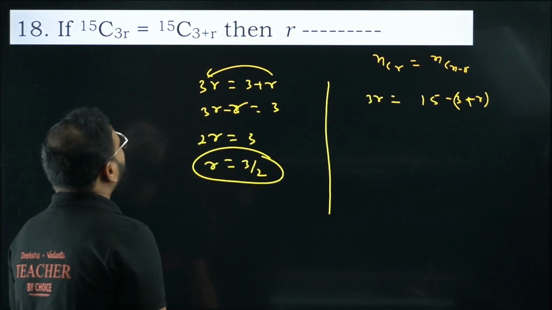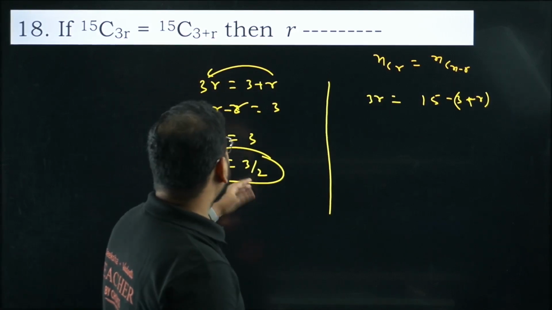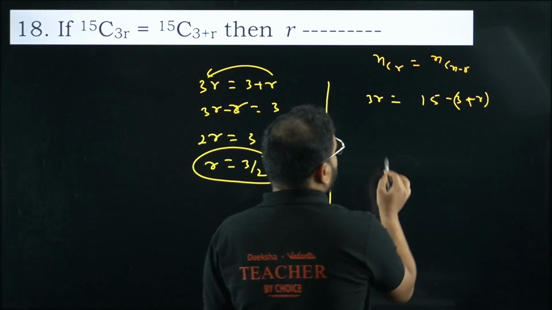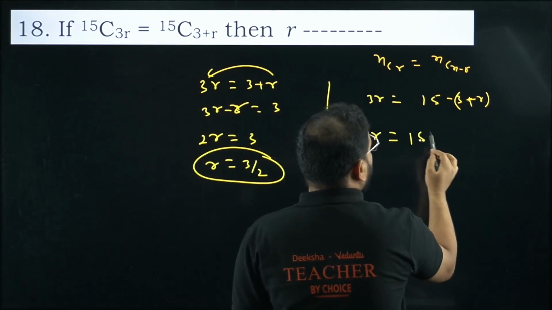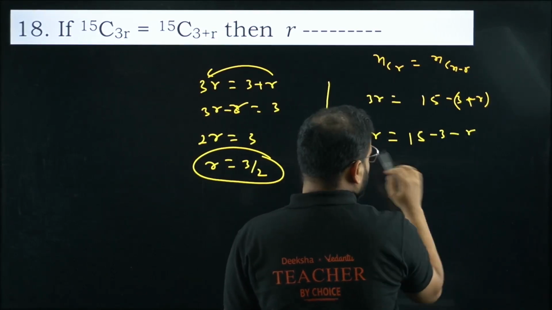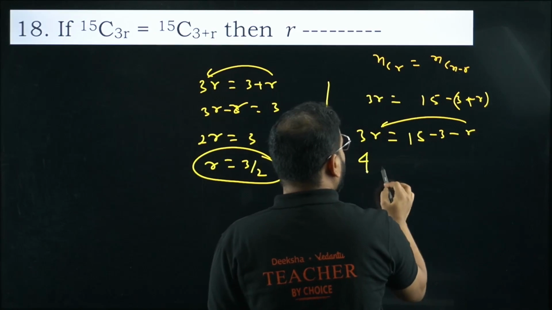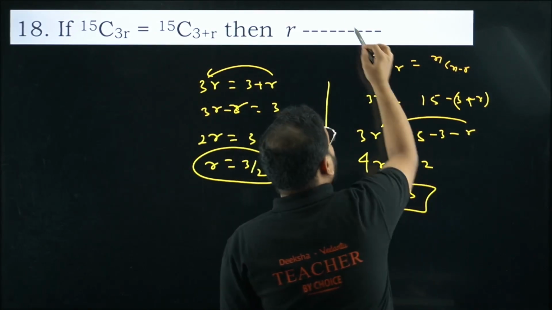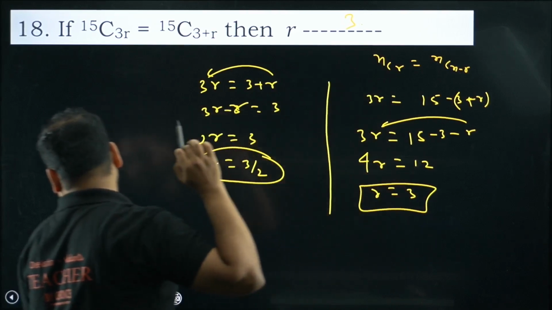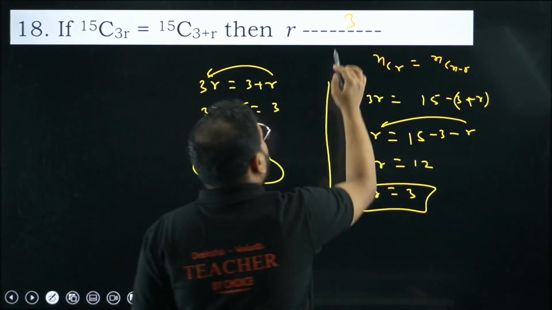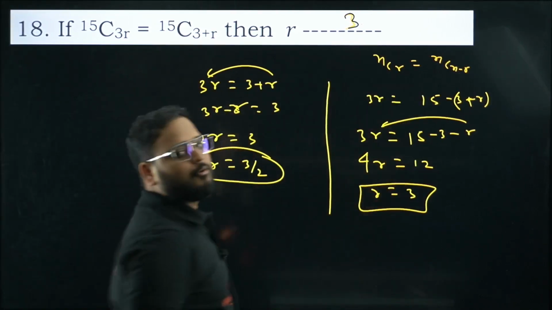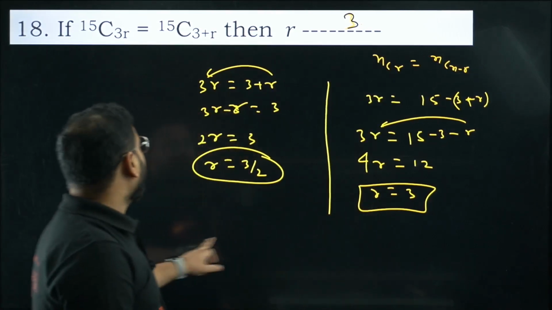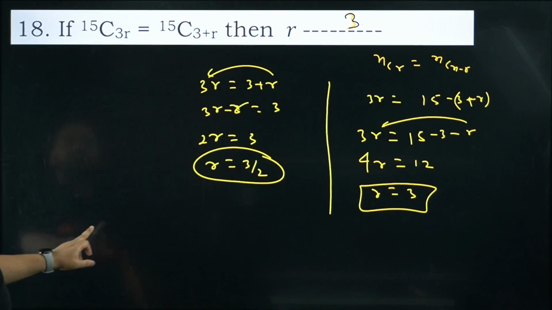Can we take this? We can't, sir. If you take this 3 by 2, what will happen? It will not be a number. Okay, check this out. Over here I should have 15 minus 3 minus R, giving me 4R equals 12, I get R equals to 3. This is the correct answer. R equal to 3, sir. R equal to 3 is the right answer, bacha. Please check. Okay, this we can't take, this has to be taken. Moving on to 19th now. This 18th is done. 19th now.